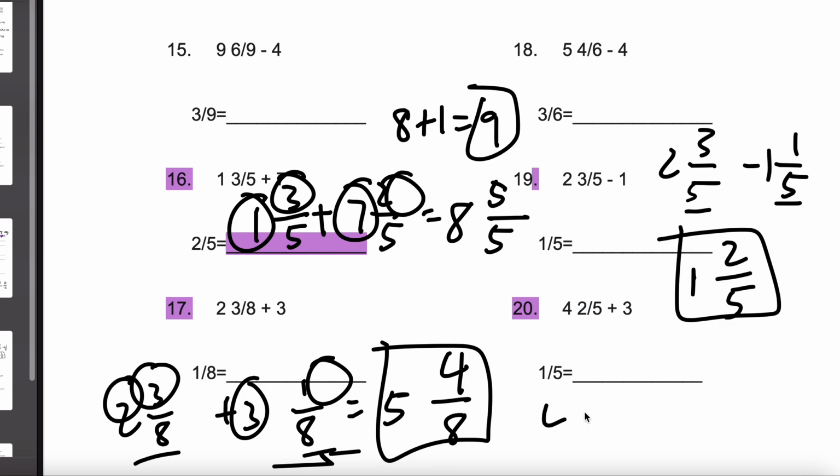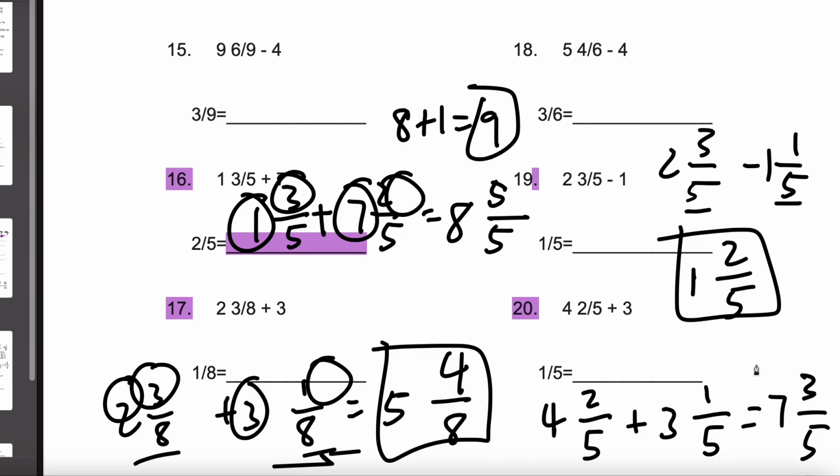And number 20, we have 4 and 2/5 plus 3 and 1/5. We have a common denominator of 5. We're going to add the whole number, 3 plus 4 is 7. 2 plus 1 in the numerator is 3. Bring the 5 over, and this is your final answer.